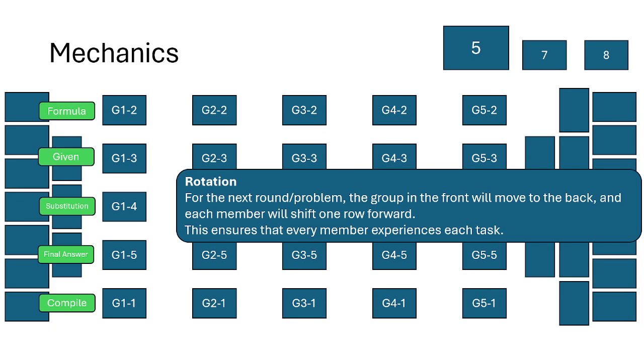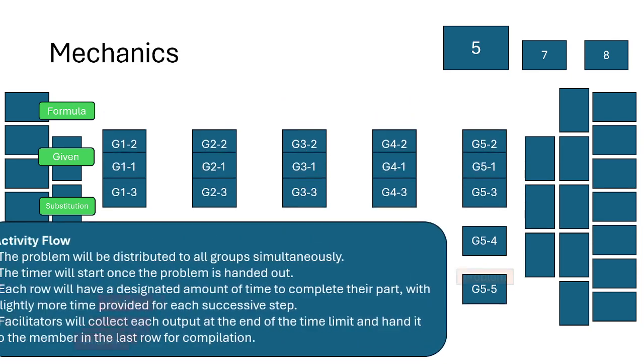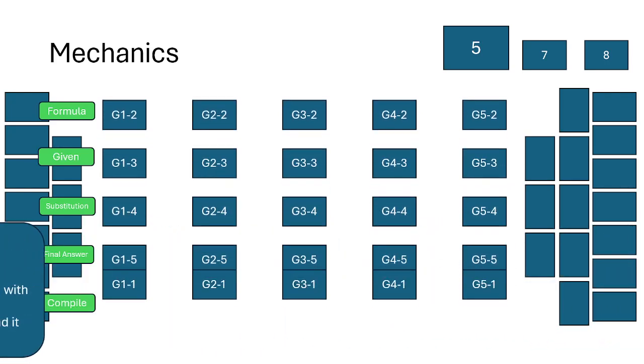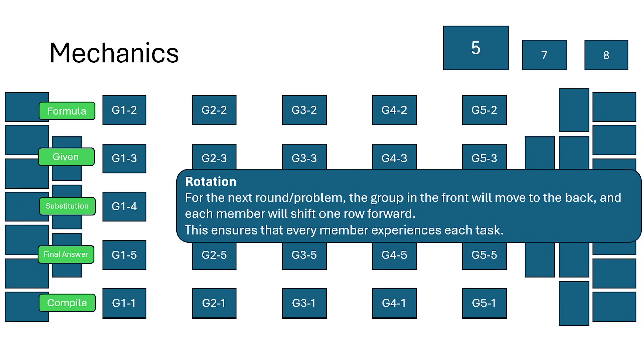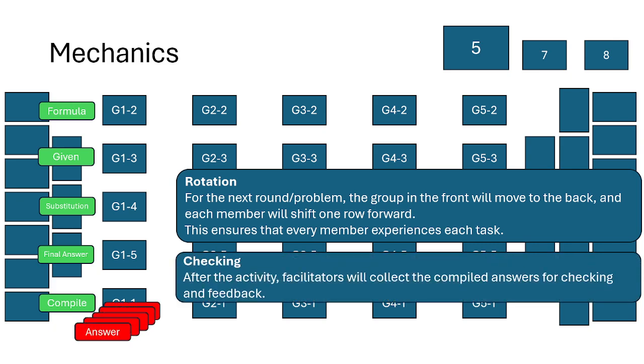For rotation, for the next round or next problem, the group in front will move to the back and each member will shift one row forward. This ensures that every member experiences each seat. So for group one, the first member will move to the back and each other member will go forward. And for checking, after the activity, facilitators will collect all the compiled answers for checking and feedback.